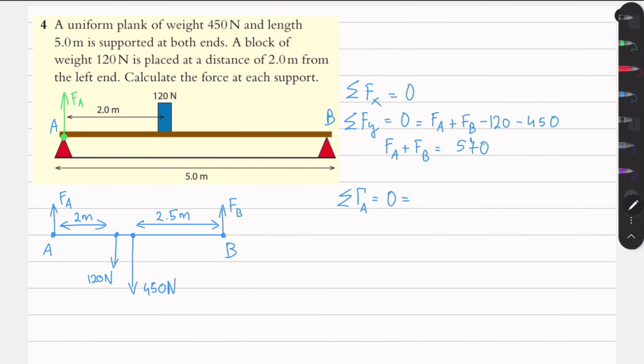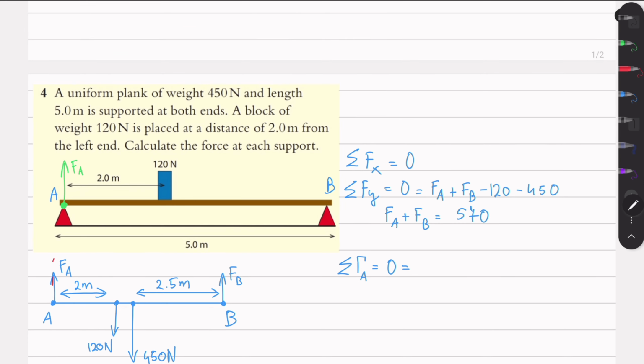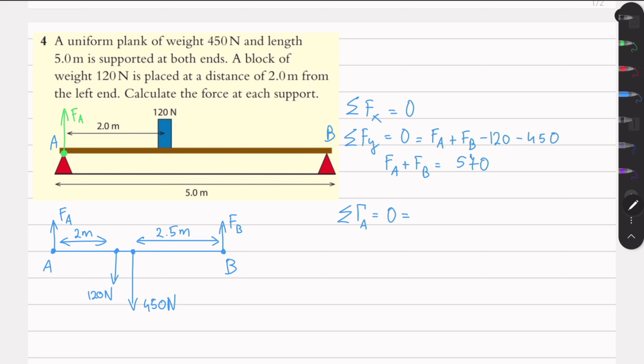If we draw a perpendicular line from this axis to this line here, it will be 5 meters. So we write 5 times FB. And then we have two other forces. So let's look at the 450 Newton one. This will be negative as it wants to rotate it this way, clockwise.